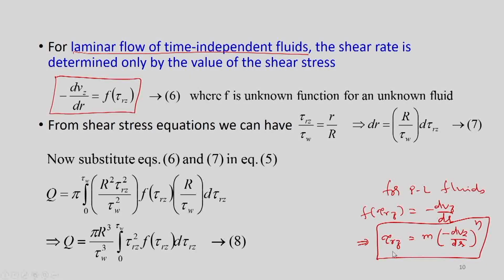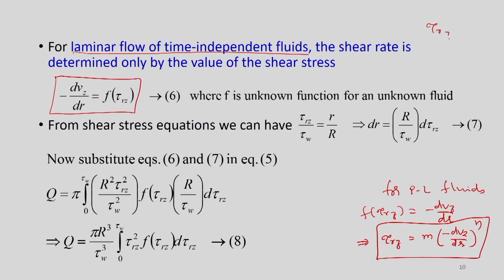This is the relation between shear stress and shear rate for a known power law fluid, but as of now we do not know what fluid it is. We are going to evaluate what type of fluid it is. So, in order to know that, we are developing the corresponding equation. Let us take minus dvz by dr is equal to f of tau rz.